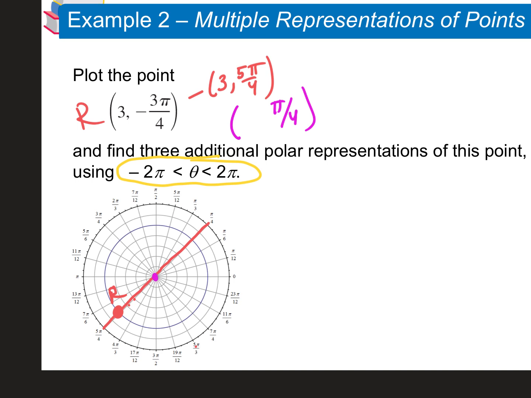But from the pole, did I go towards pi over 4? No, I came away from it. So it would be negative 3.